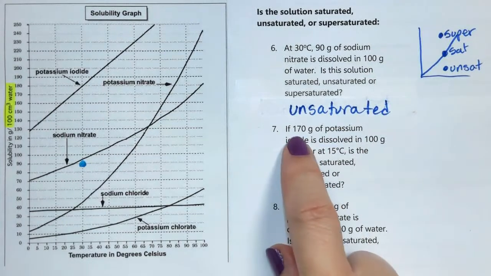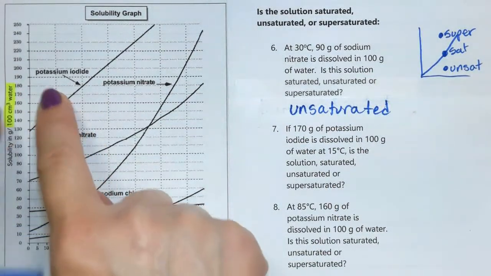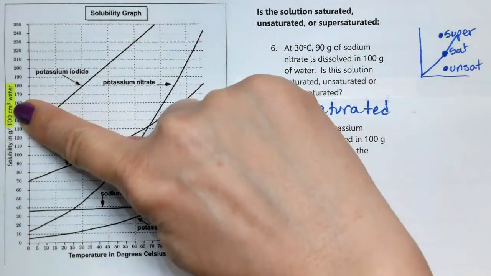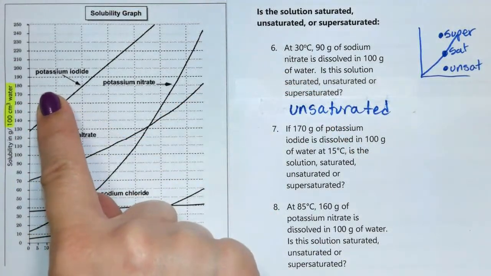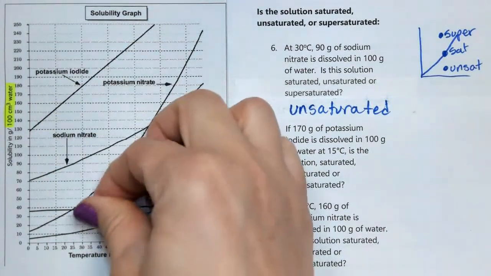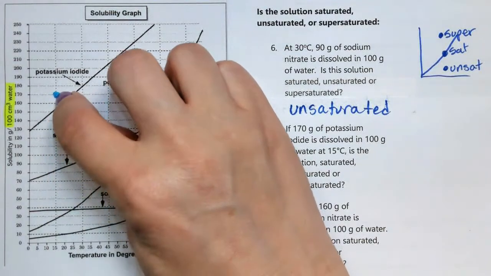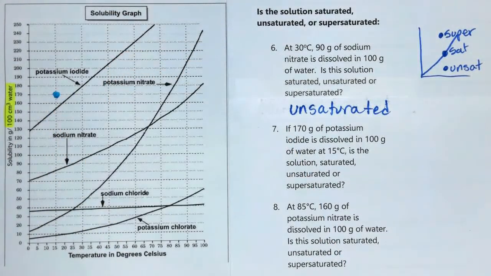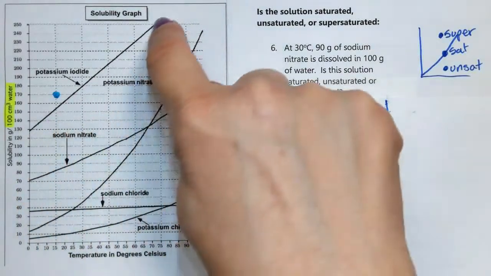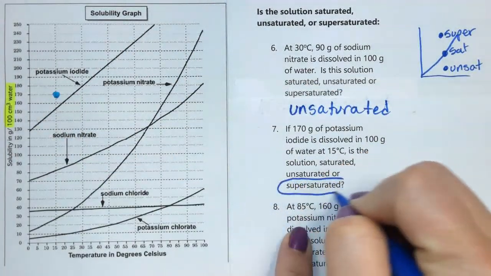So here, 170 grams of potassium iodide is dissolved in 100 grams of water, which is everything on this graph, so that works out. And it's at 15 degrees. So we want to plot our point from 15 degrees, 170 grams, so that makes our point right there. And so relative to the potassium iodide curve, which is this one, it's above it. And so that makes this supersaturated.